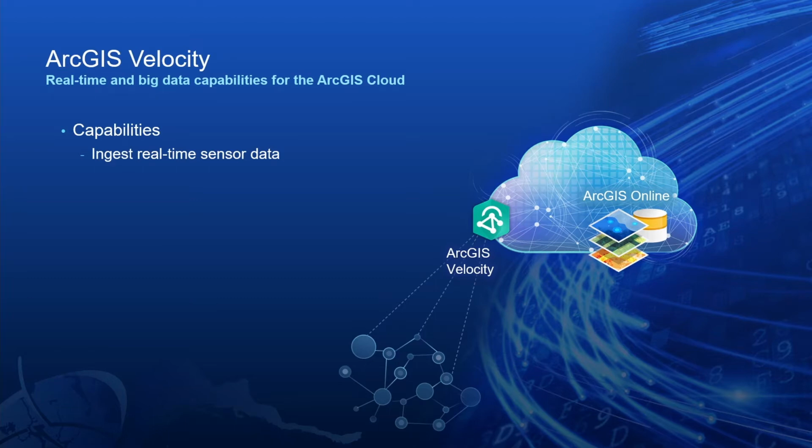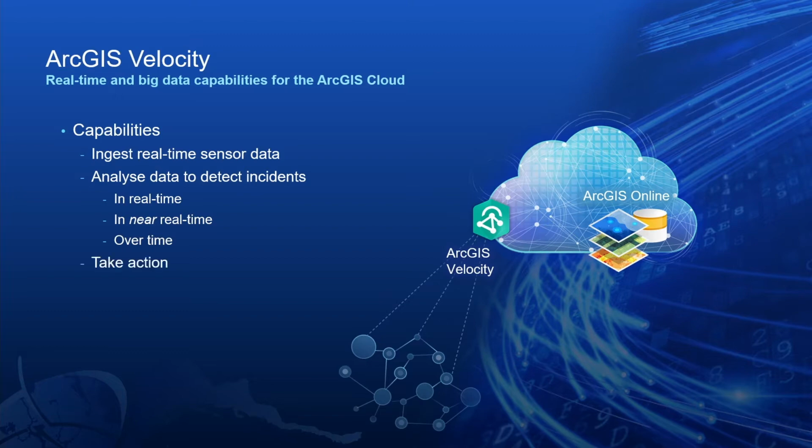It's also an end-to-end system for analysis, supporting analyzing data in real time, in near real time with scheduling, and over time. And you can take immediate action as a result of your analysis, such as sending alerts and notifications or triggering downstream processes. As a product, ArcGIS Velocity is software as a service.